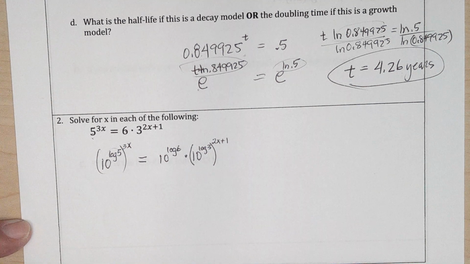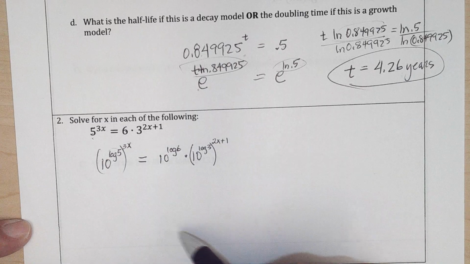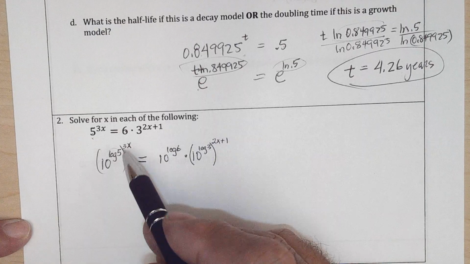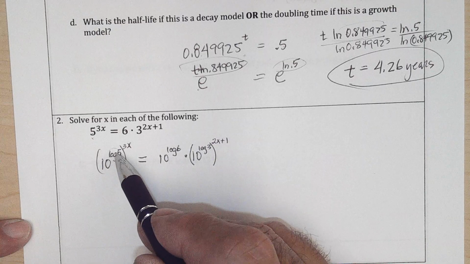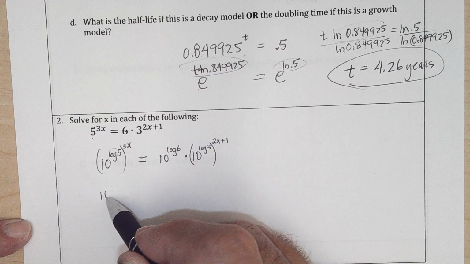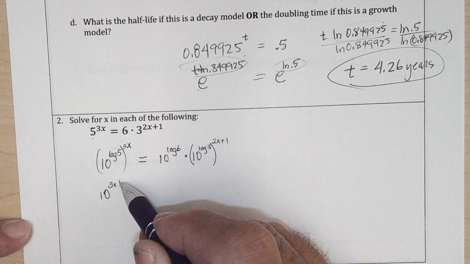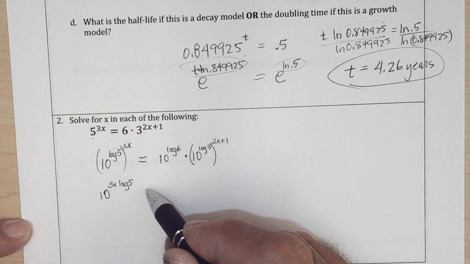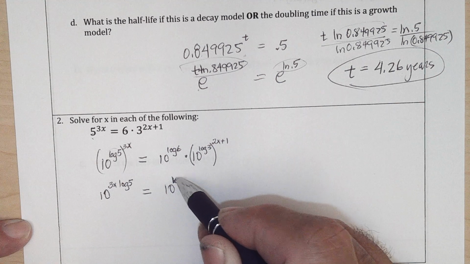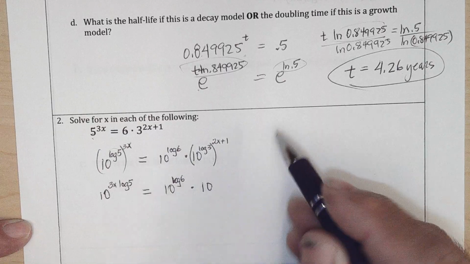All right. Now I've got to try to simplify this a little bit. I want to get it down to 10 to some power equals 10 to some power. I've got to use my power rules. If I've got a base to a power to a power, the powers multiply. So I get 10 to 3x times log 5 equals 10 to the log 6 times 10.